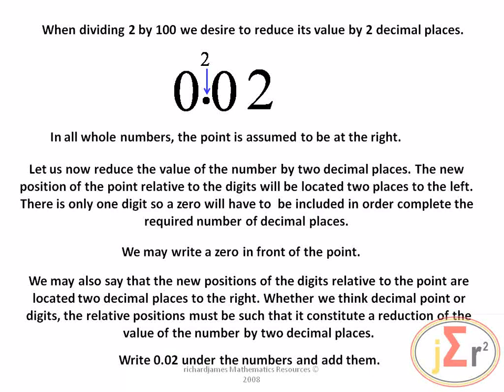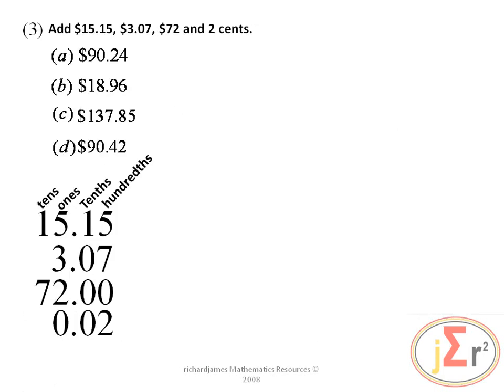Write 0.02 under the numbers and add them. So this 0.02, don't forget, Jerry, that we are solving a problem in which we are required to add currency. Therefore, we have to continue by adding the 0.02 to the others. And there we have it. So let us add.